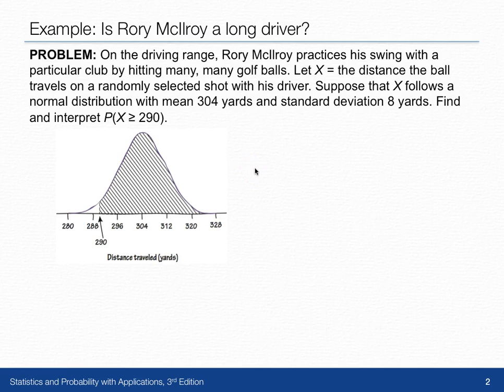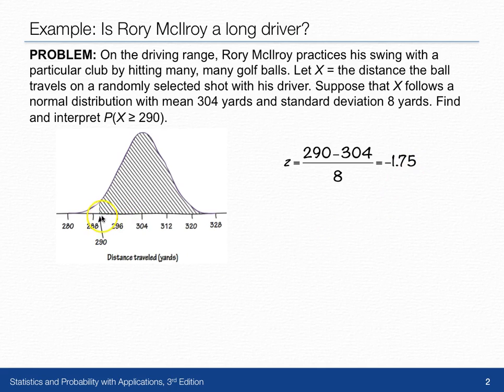Next, we'll find this probability by standardizing this boundary value. To standardize, we calculate a z-score. We'll take the boundary value, 290, minus the mean of 304, and divide that difference by the standard deviation, in this case, 8 yards. That gives us a z-score of negative 1.75.